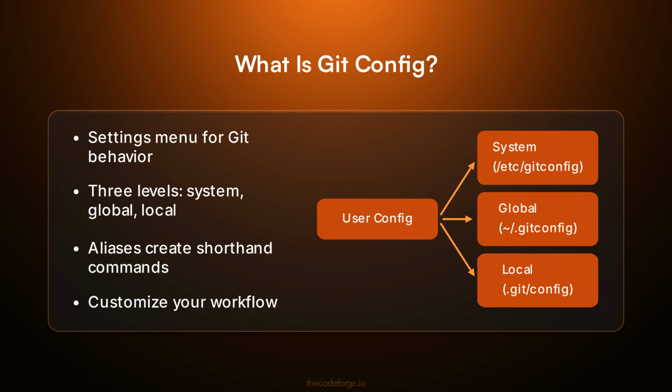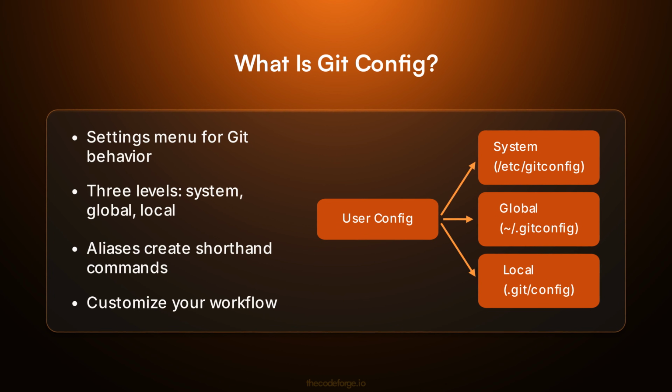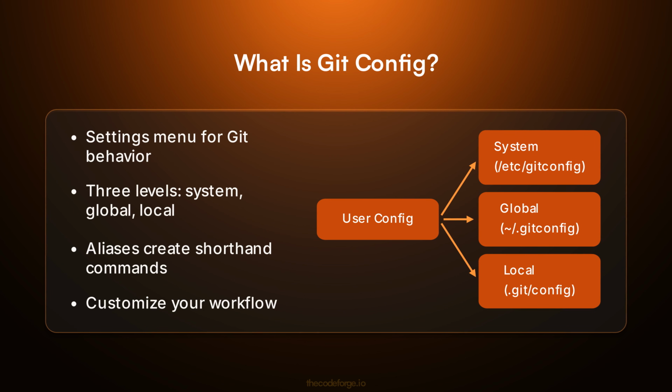Git Config is like a settings menu where you customize how Git behaves. Git aliases let you create keyboard shortcuts for your most used commands. For example, git config --global alias.co checkout means instead of typing git checkout, you type git co. It's like creating text shortcuts on your phone.